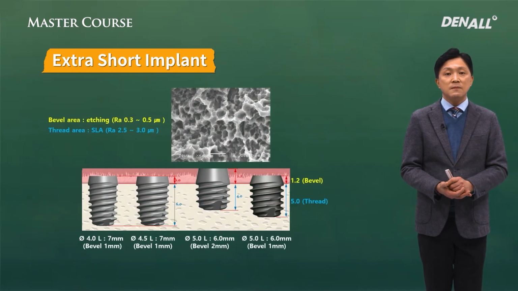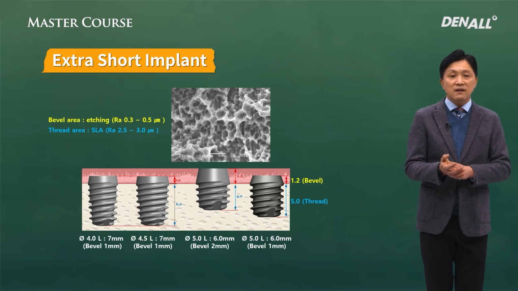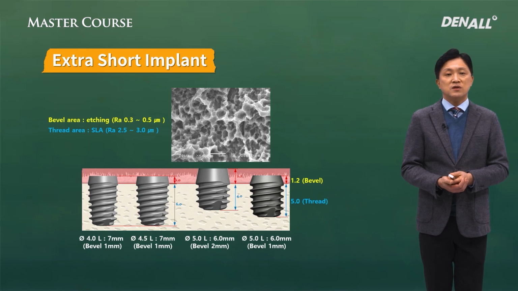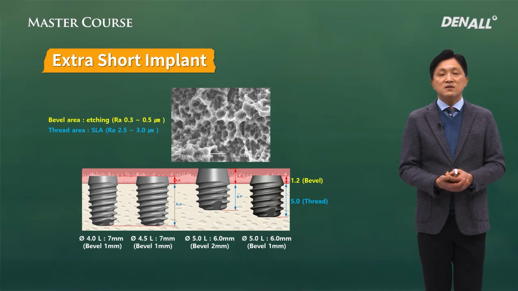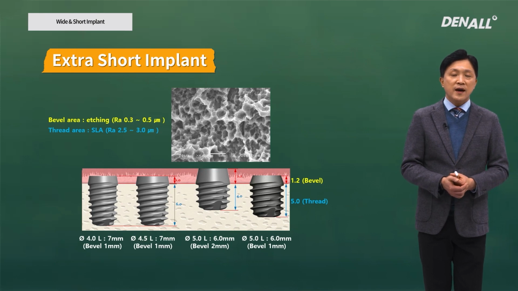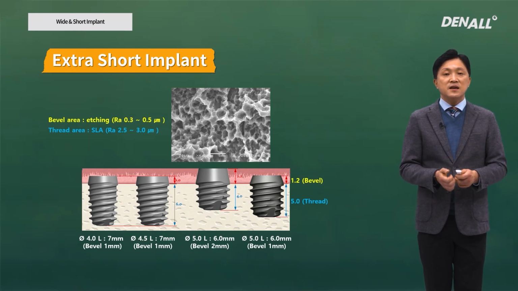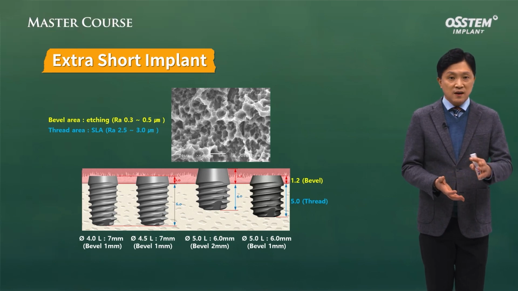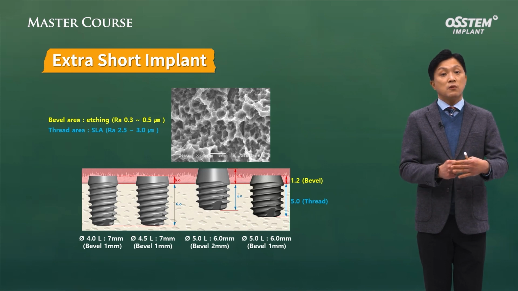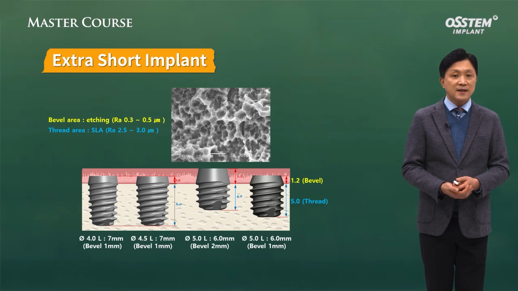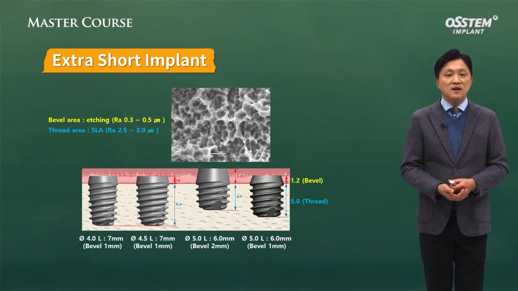So with the low rough surface, when it comes in touch with the gingiva area, it's not so much inflamed. So the bevel area RA value is about 0.3 to 0.5. For the thread, it's 2.5 to 3 RA value. So it's a difference in the roughness. Then you must say it's a rough surface. So how can it be exposed to the outside? I mean, it's due to the difference in the roughness, as you can see from this picture.